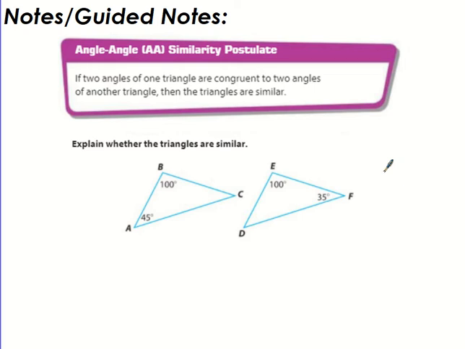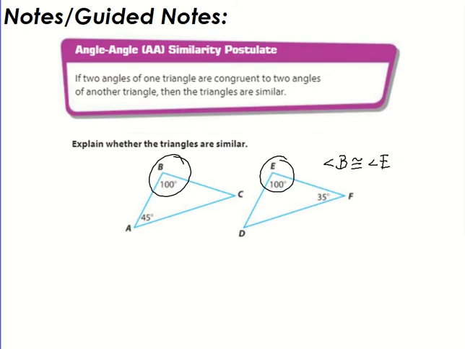Okay, so we have these two triangles. We can see that B and E are congruent, right? Angle B is congruent to angle E. We can see that. But what we don't know is if A and D are equal, and we don't know if F and C are equal.